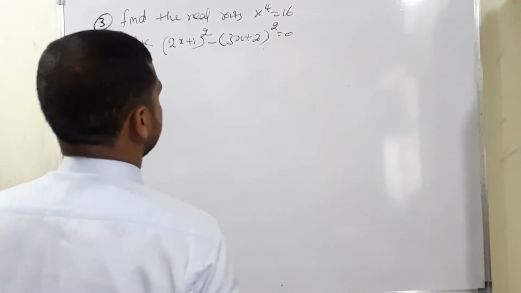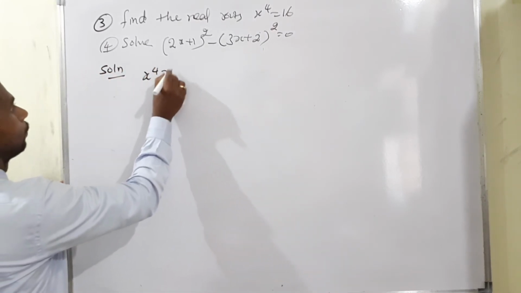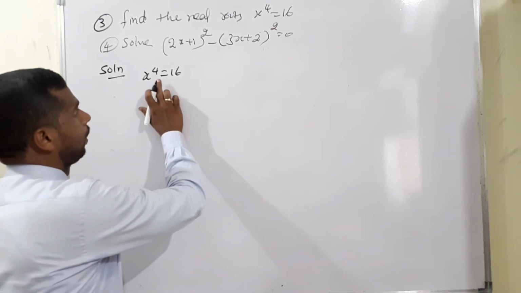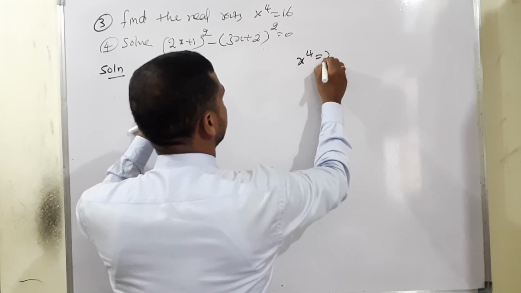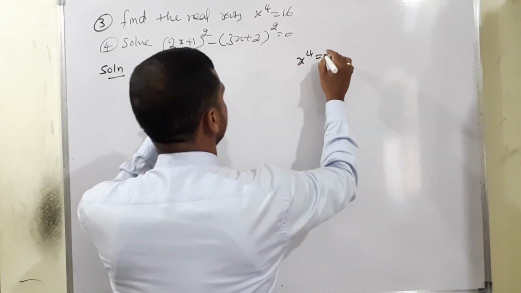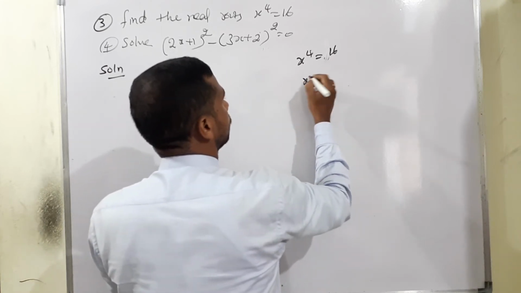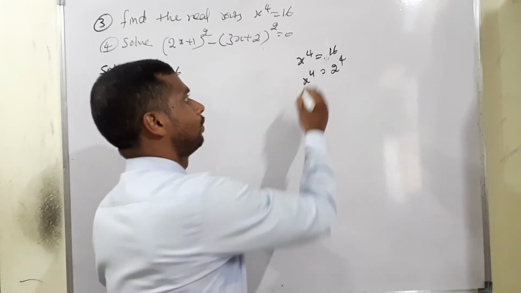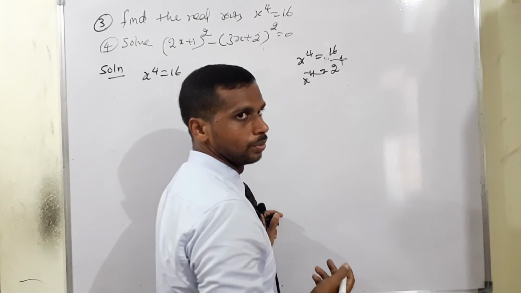So, the third one: solve x power 4 is equal to 16. Some people have done it like this, isn't it? Very simple. What is the question? x power 4 is equal to 16. Therefore, x power 4 will be equal to 2 power 4, isn't it? Because 2 power 4 means the value will be 16. Therefore the power 4 will be cancelled, meaning x is equal to 2.